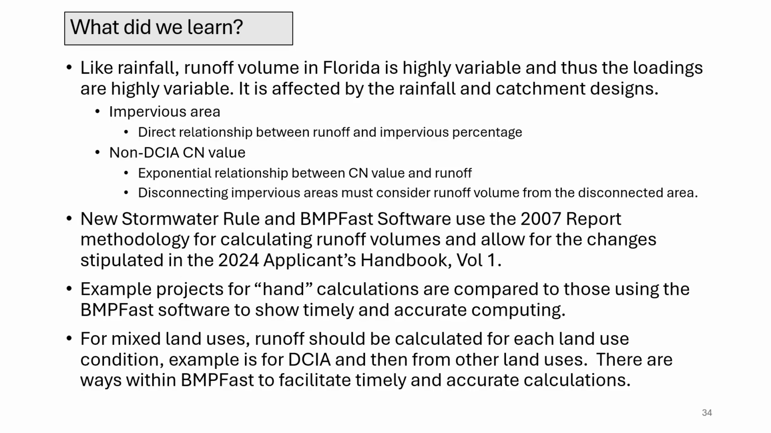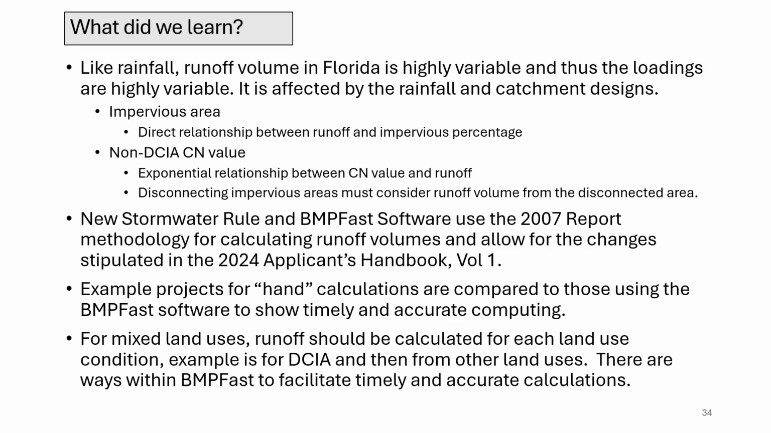A crucial point we addressed is that when disconnecting impervious areas, it's essential to carefully consider the runoff volume generated from these now disconnected surfaces. We also looked at how the new stormwater rule and the BMPFast software utilize the 2007 report methodology for calculating runoff volumes, while also accommodating the updates stipulated in the 2024 Applicant's Handbook.